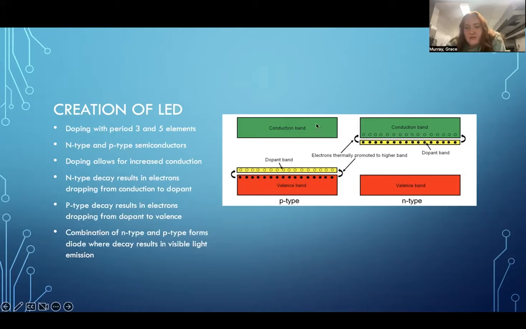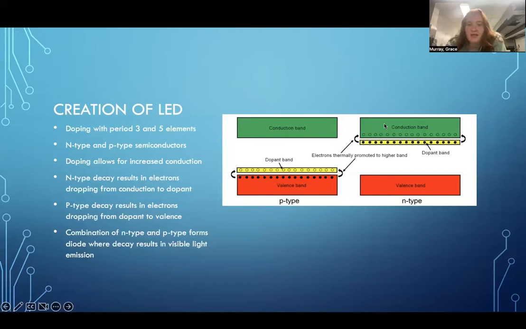There's also a P-type semiconductor where the dopant band is right above the valence band, and any decay would result from the dopant band to the valence band. Promotion of electrons goes from the valence band to the dopant band. Both the P-type and the N-type alone, if they undergo any kind of electronic decay, would not result in visible light, as the gap between the dopant band and the valence band is not large enough to have wavelength emitted within the visible light spectra.